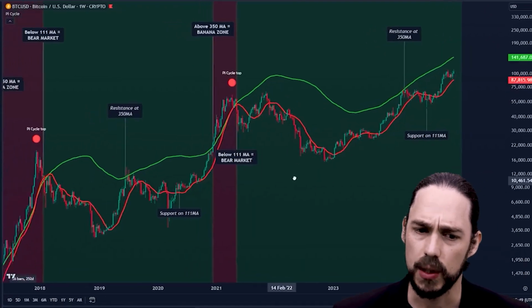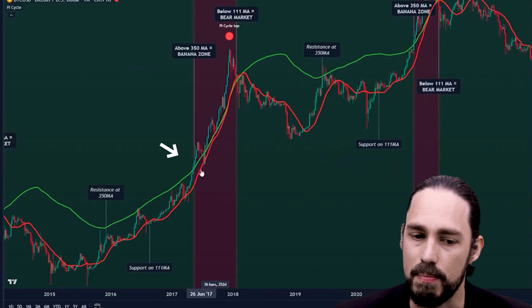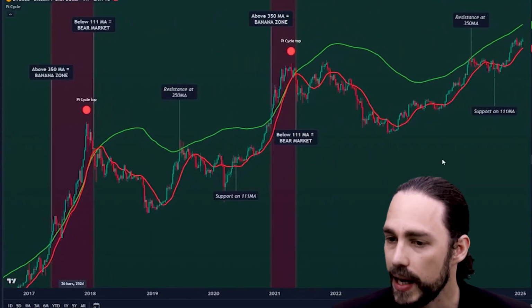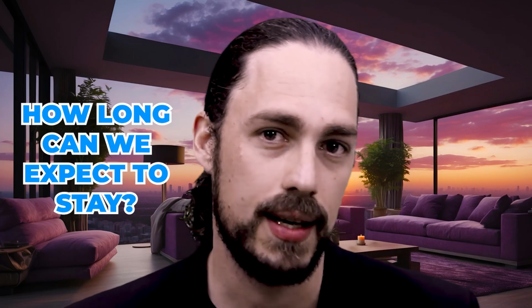Now, another interesting question that I want to ask myself is, do we know how long we stay above this green line? If we do manage to break above this green line at roughly $142,000, how long can we expect to stay in this zone?